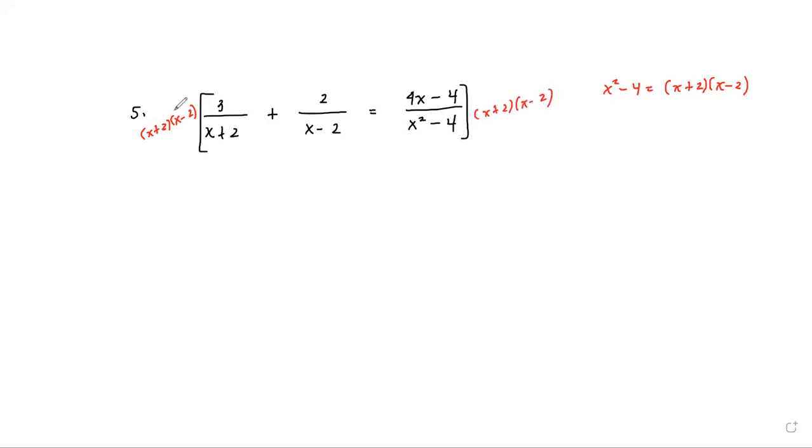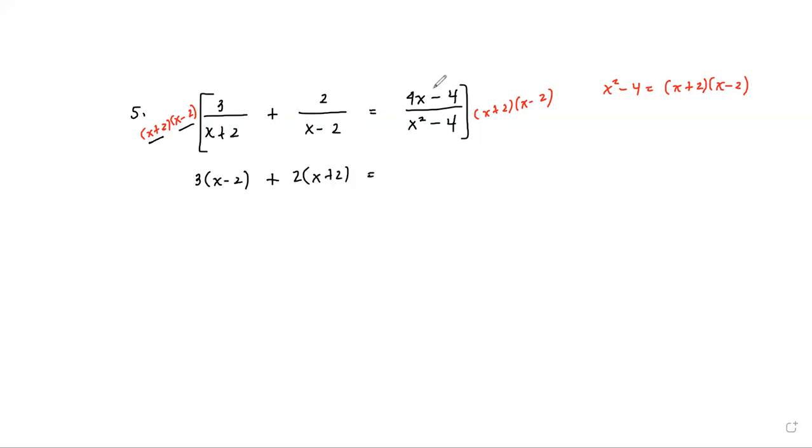So multiplying both sides, the LCD when multiplied to 3 over x + 2, the x + 2 will cancel out. So the numerator 3 should be multiplied to the remaining factor x - 2. So that gives us 3 times (x - 2), and then plus the LCD multiplied to 2 over x - 2. So the x - 2 will cancel out. So the numerator 2 should be multiplied to the remaining factor, which is x + 2.